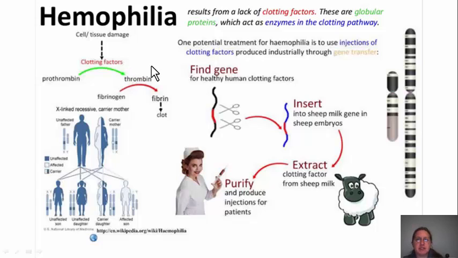So there are treatments for hemophilia, and that is to actually inject clotting factors, these clotting factors here, to start the process. So we do this, we make this in the industry. We find a gene for healthy human clotting factor, and we cut it out. We insert the gene into sheep milk gene in sheep embryos. Then we extract the clotting factor from sheep milk, and we purify and produce the injections for patients to get.